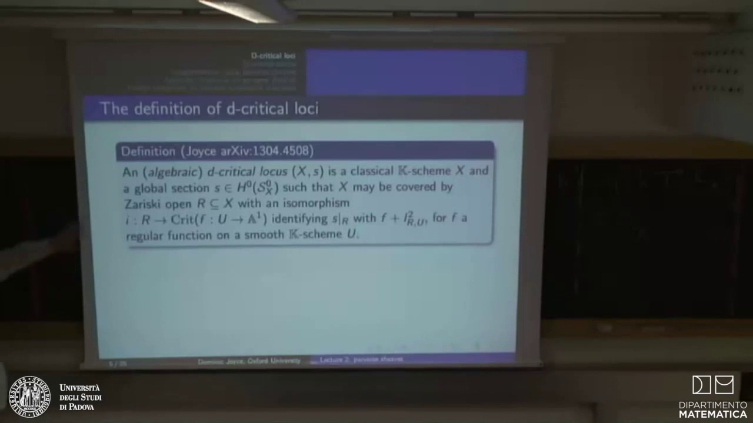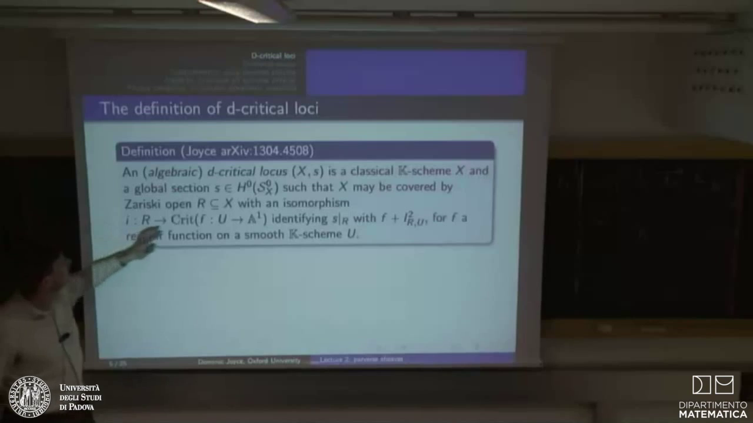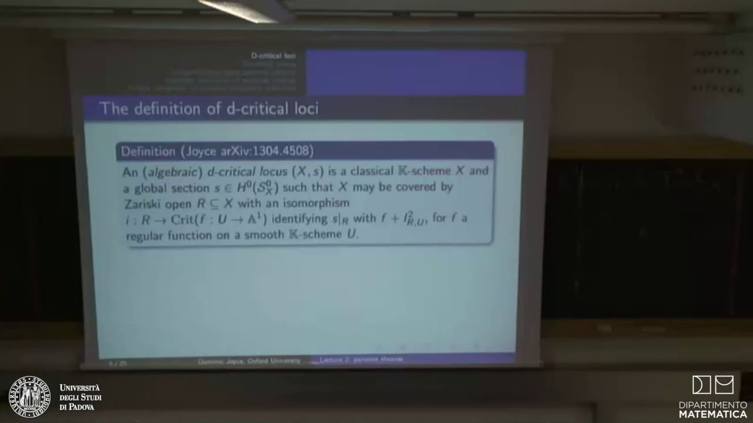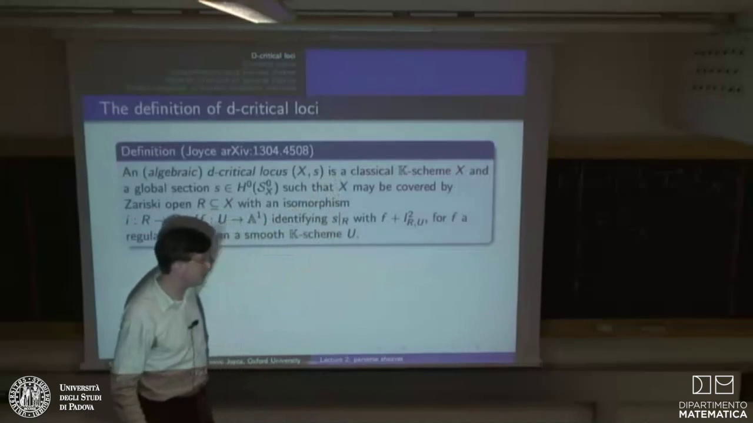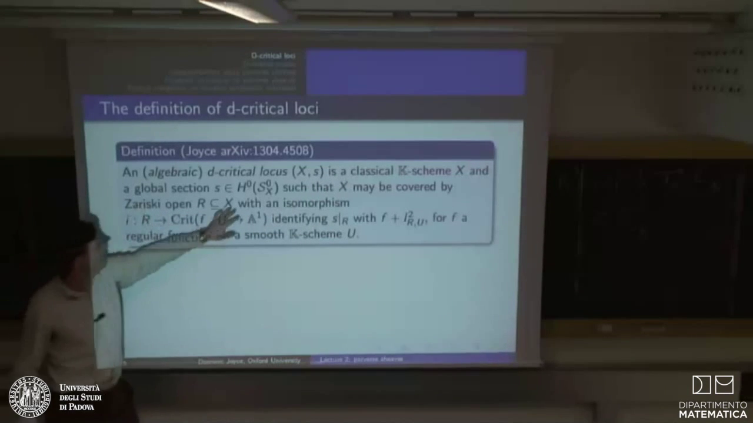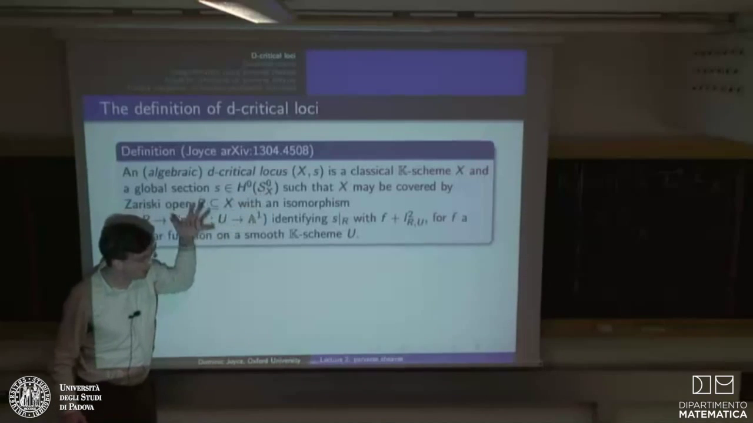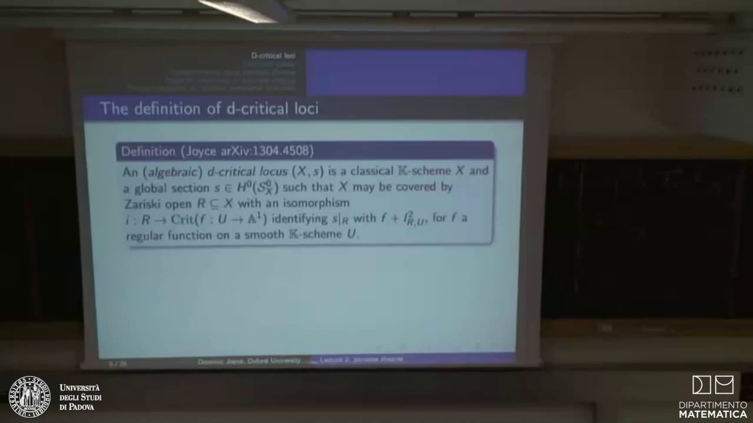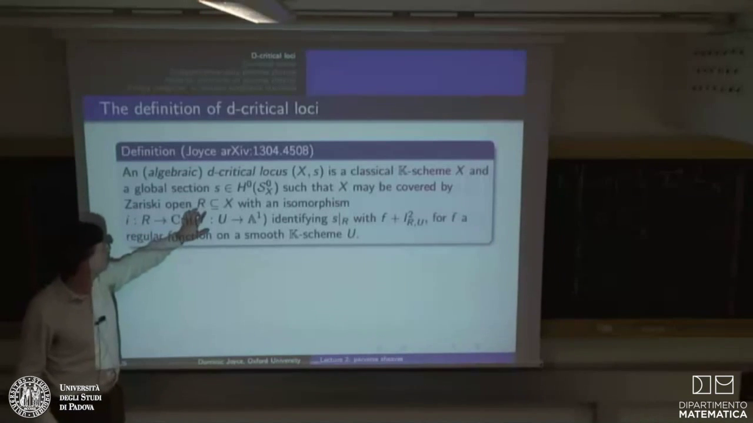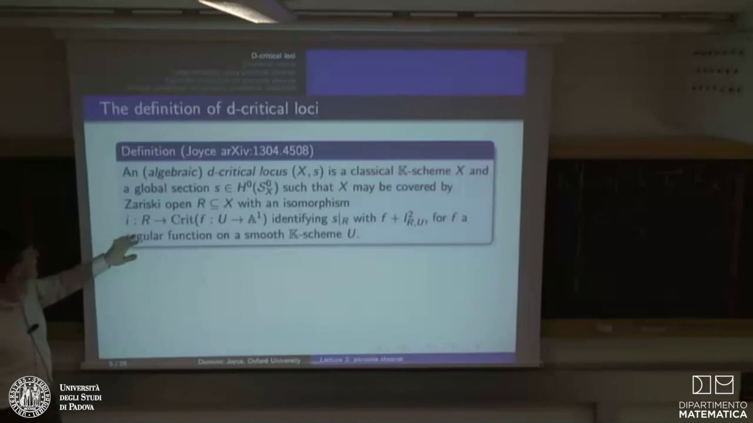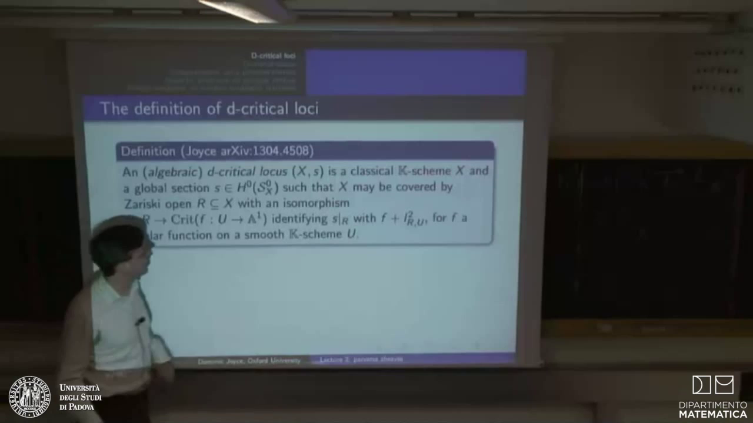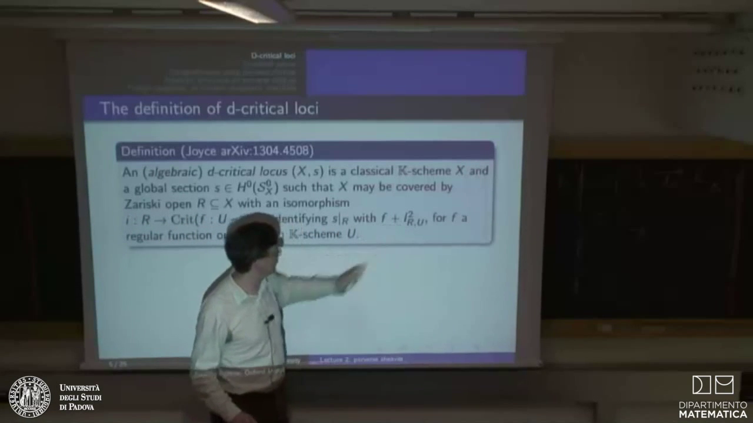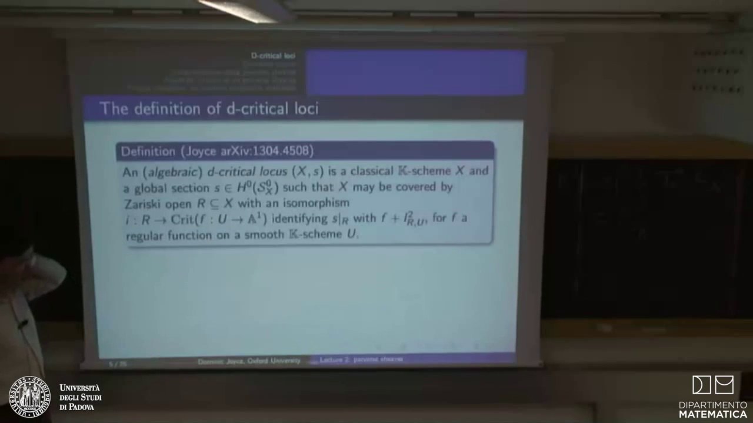Okay? All right, so now let's define d-critical loci. This is a definition you can find in my paper on the arXiv in April last year. An algebraic d-critical locus is defined to be a classical scheme X, locally of finite type, and a global section s of this S_X^0, the trace-free sheaf. I've decided I'm going to throw away the values of the constant on the critical locus, such that X can be covered by Zariski open subsets R in X, with an isomorphism i going from the Zariski open set R to the critical locus of a function f going from U into A^1, where U is a smooth scheme, which identifies the section s restricted to the open set R with f plus the ideal squared, for f a regular function on a smooth scheme U.